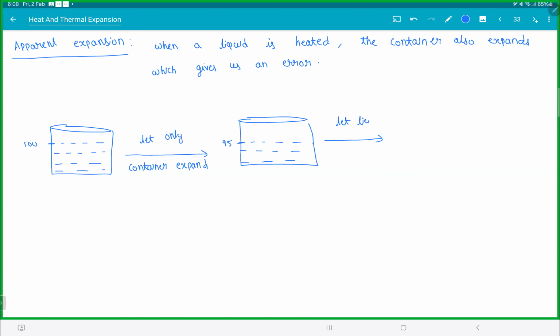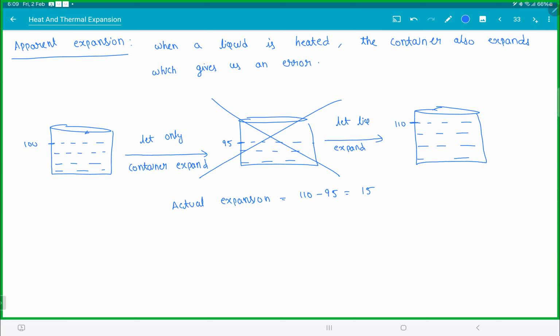Now let the liquid expand. Now if the liquid also starts expanding, let's say the reading becomes 110. Now you tell me, what is the actual expansion? The liquid actually expanded from where to where? The actual expansion is 110 minus 95, right? But actually this stage does not occur. You directly go from here to here.